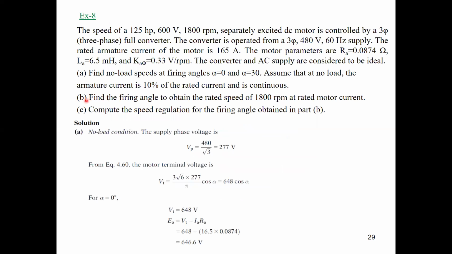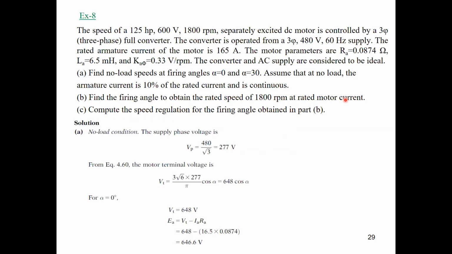The second part: find the firing angle to obtain the rated speed of 1800 RPM at rated motor current. So now we need to control the machine at rated current and rated speed, and we would like to calculate the value of firing angle which is required to obtain this speed. This is simply like what we have in a closed loop control system.